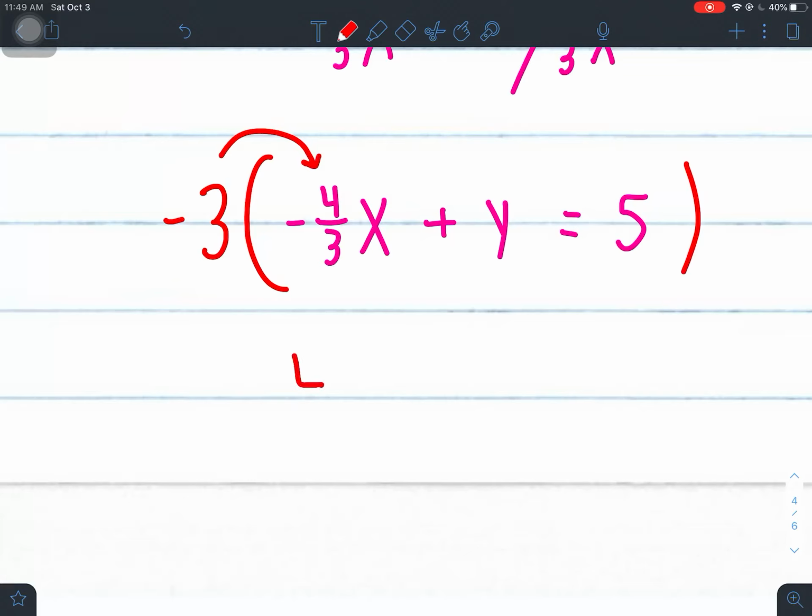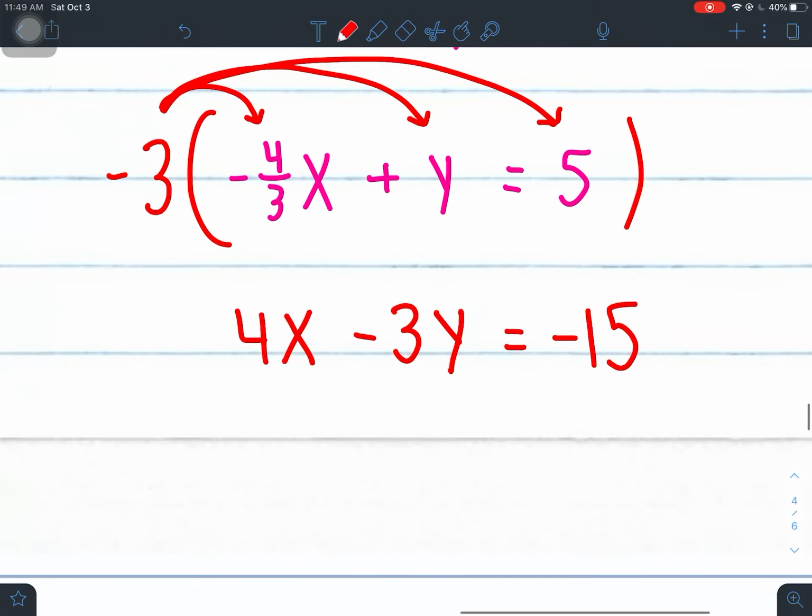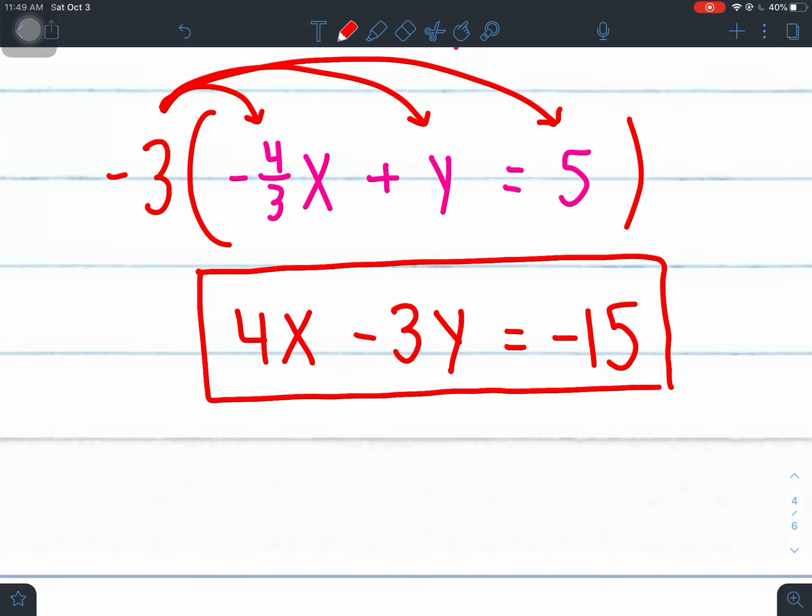Negative 3 times negative 4/3 is positive 4. So we have positive 4x. Negative 3 times y is negative 3y. Negative 3 times 5 is going to be negative 15. All right, this is in standard form. And so I'm finished because that's what they asked from me, right?